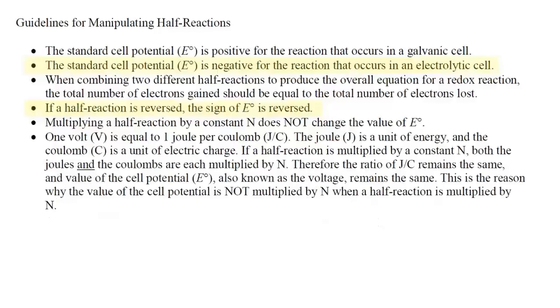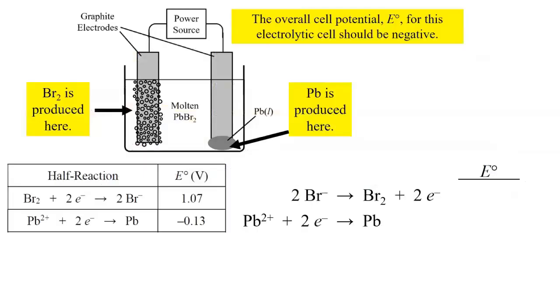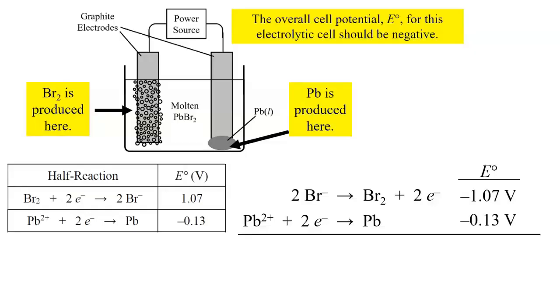If a half reaction is reversed, then the sign of the cell potential is reversed, and the standard cell potential should be negative for what happens in an electrolytic cell. So positive 1.07 now becomes negative 1.07 volts because we reversed it. And then for the lead, we didn't change it, so it still remains at negative 0.13 volts. When we add these two half reactions together, we do in fact get a negative cell potential. So negative 1.07 plus negative 0.13, that gives us a value of negative 1.20 volts.